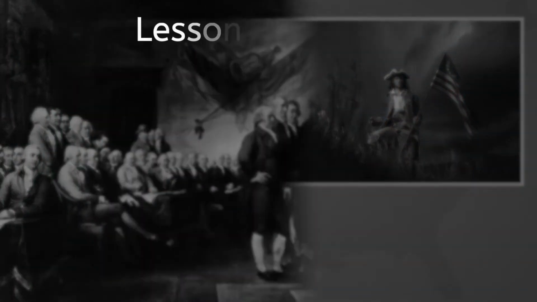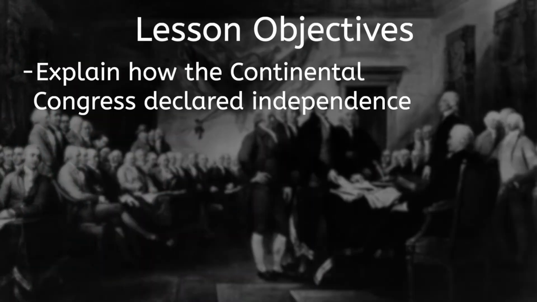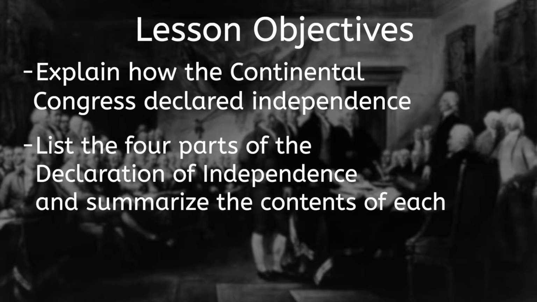And we learned that patriot propaganda, particularly Thomas Paine's Common Sense, made a big impact in that it convinced many colonists to support independence. Today, we'll look at the Continental Congress and, rather than working toward resolving issues with Parliament, how they responded to increased calls for independence from England. Our objectives today are to explain how the Continental Congress declared independence and to list the 4 parts of the Declaration of Independence and summarize the contents of each. Ready, historians?